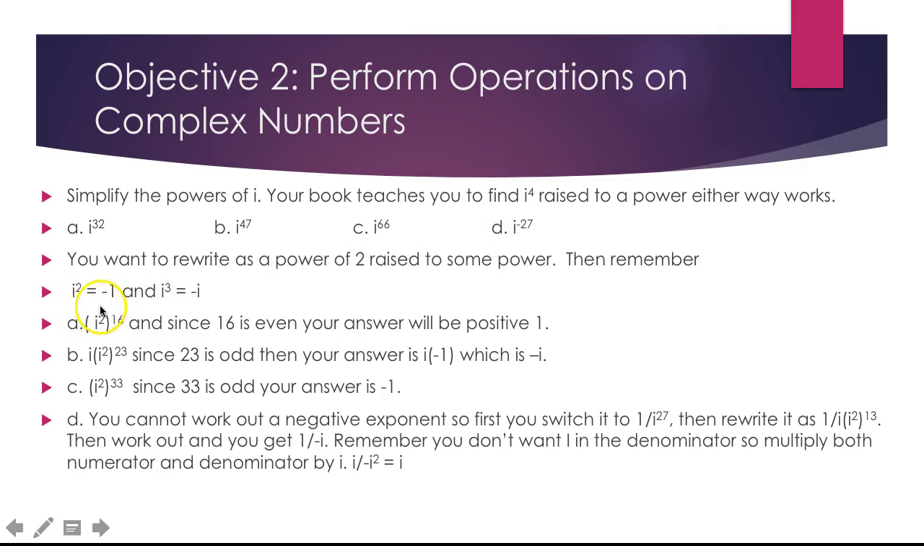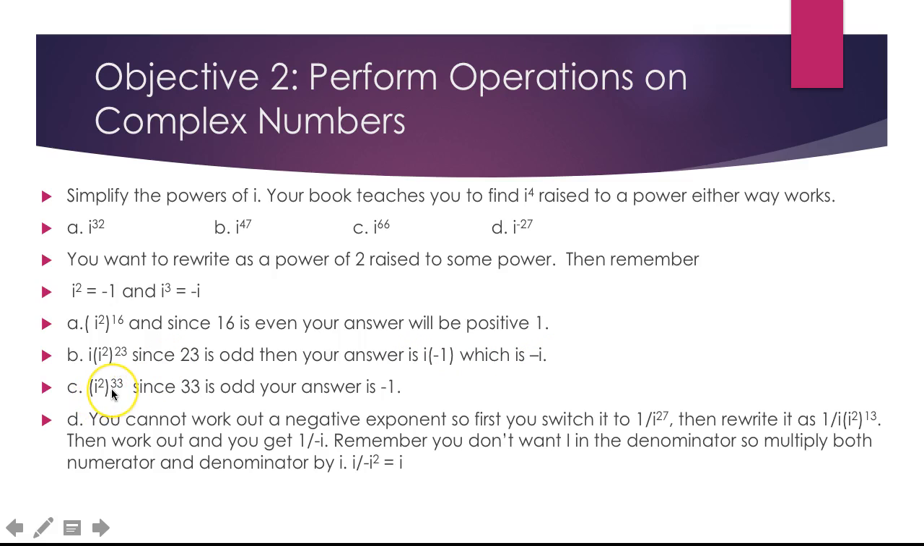So the way I did it, i squared equals negative 1, and i to the 3rd equals negative i. So i squared to the 16th, since it's an even power, your answer will be positive 1. With i to the 47th, you have to pull one i out so that you get an even number, which is divisible by 2. So you have i times i squared to the 23rd. Then since 23 is odd, your answer is negative 1. And if you multiply negative 1 times i, you get negative i.